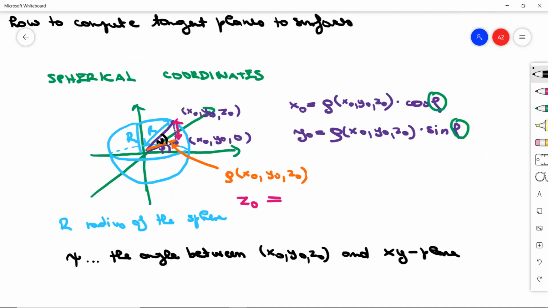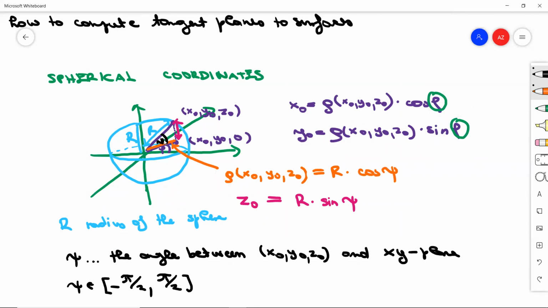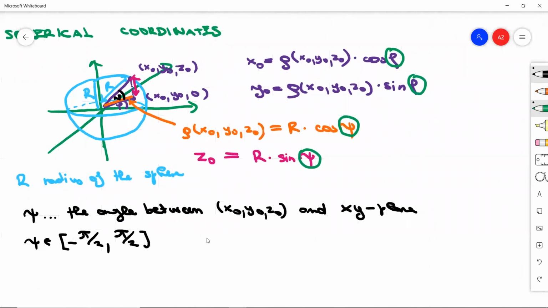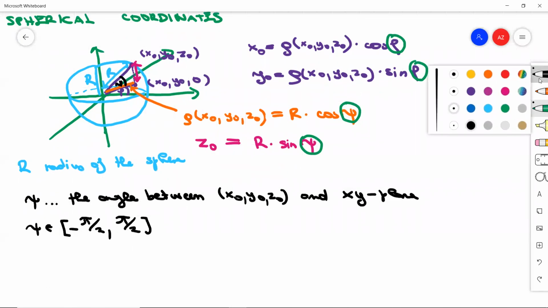And you can see that this angle varies from minus pi over 2 to pi over 2. So this angle only goes from minus pi over 2 to pi over 2. And taking this angle, z naught is r times sine of this angle, while rho is r times cosine of this angle. And this is our second parameter. So these are the most convenient coordinates, called spherical coordinates, in which it's the most convenient to give the equation of the sphere. So let's write them again.